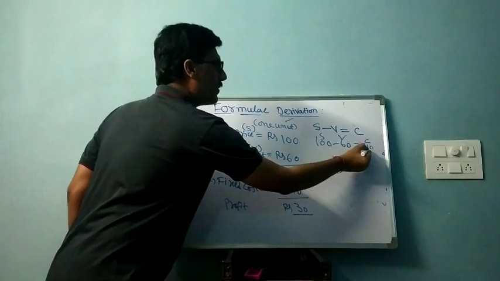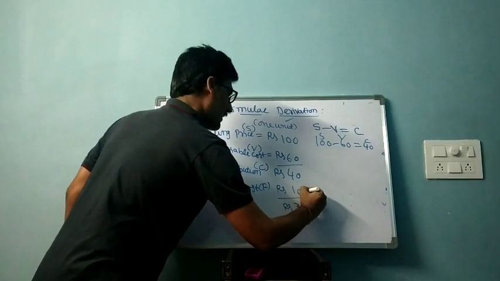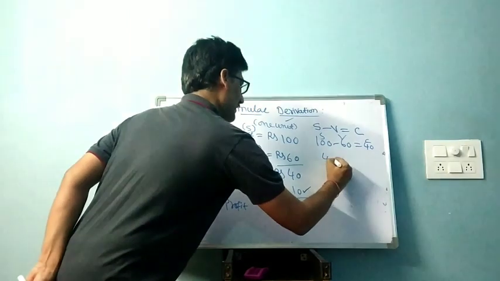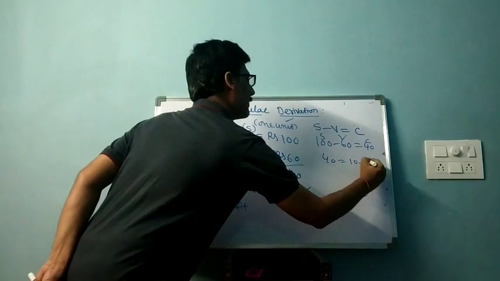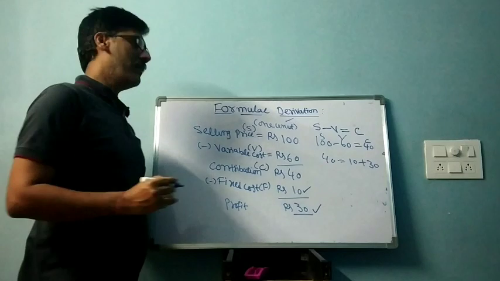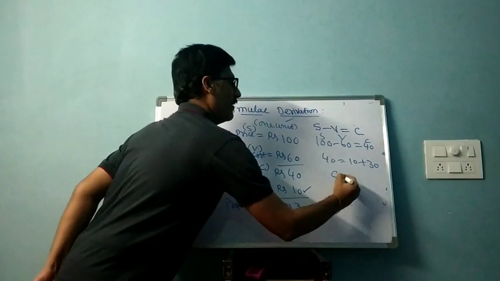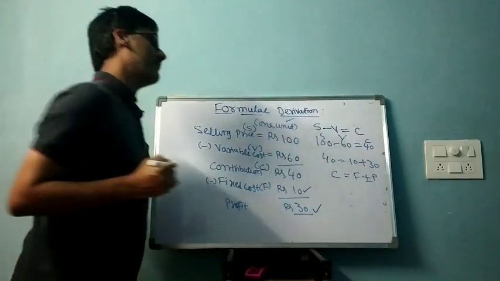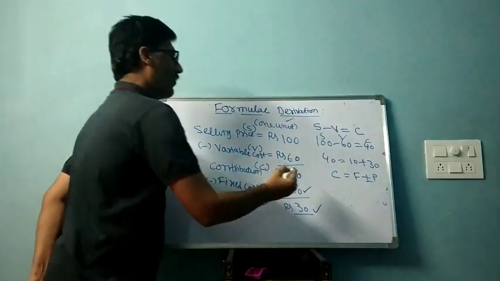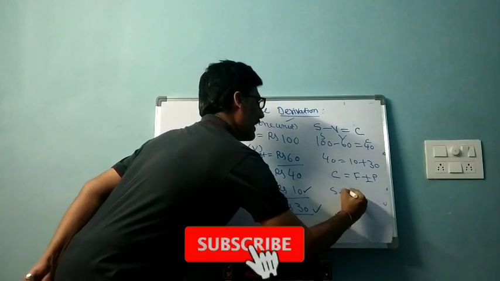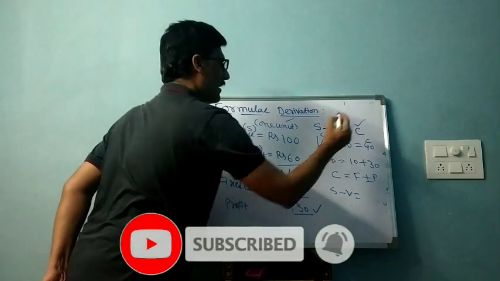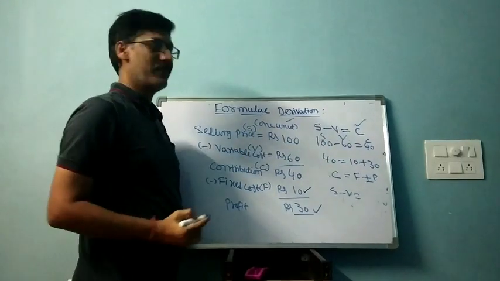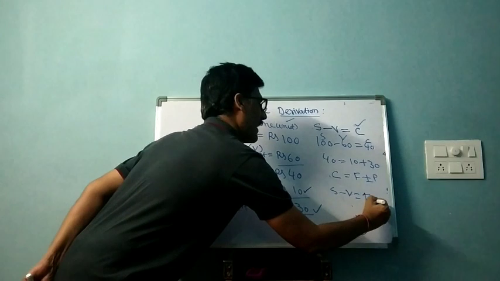What is there in this contribution? 40 rupees. Fixed cost is there and profit is there. So can I write 40 is equal to 10 plus 30? 40 is nothing but contribution. Fixed cost is 10 rupees. Profit, or loss, you can write. Sometimes you can get a loss also. So what is the marginal cost equation? S minus V is equal to, in the place of C, can I write F plus or minus P? I am substituting the C value in the equation. That is F plus or minus P.